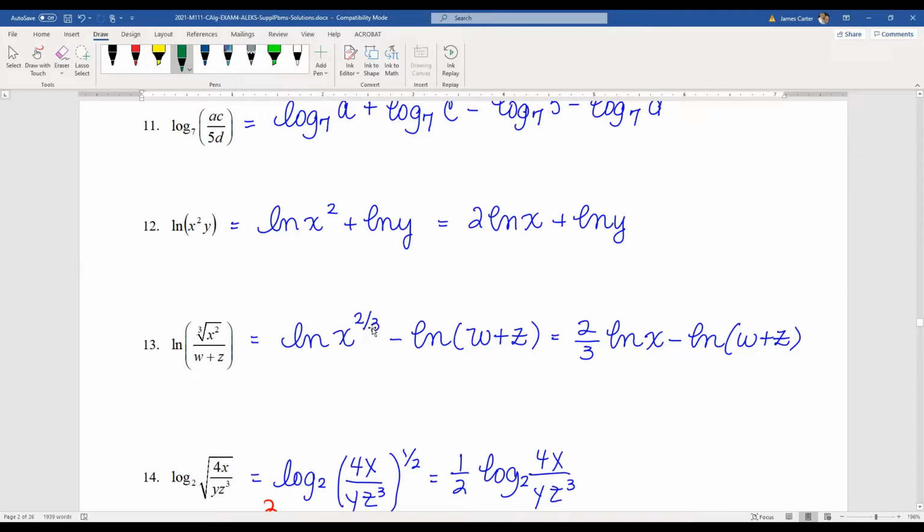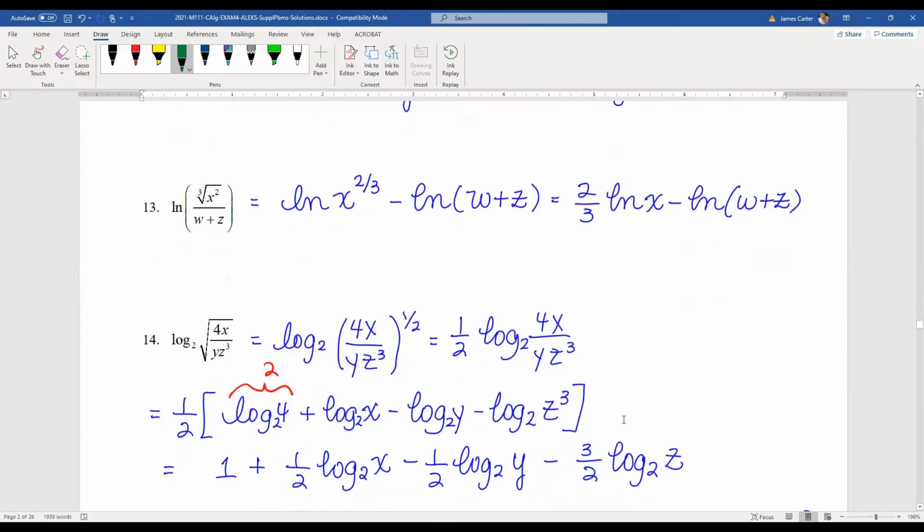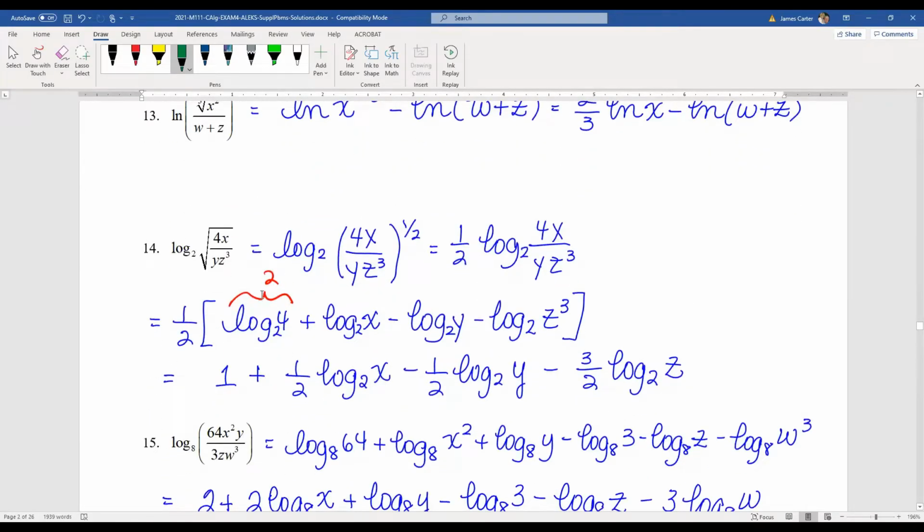Remember, the root is always the denominator on the fractional power, minus the entire w plus z. We bring the 2/3 out front, minus that, and that's as far as we can go. Okay, on this one, we get rid of the power here, we bring it out front. Then we deal with expanding this 4x plus that, all behind that 1/2 we brought out front.